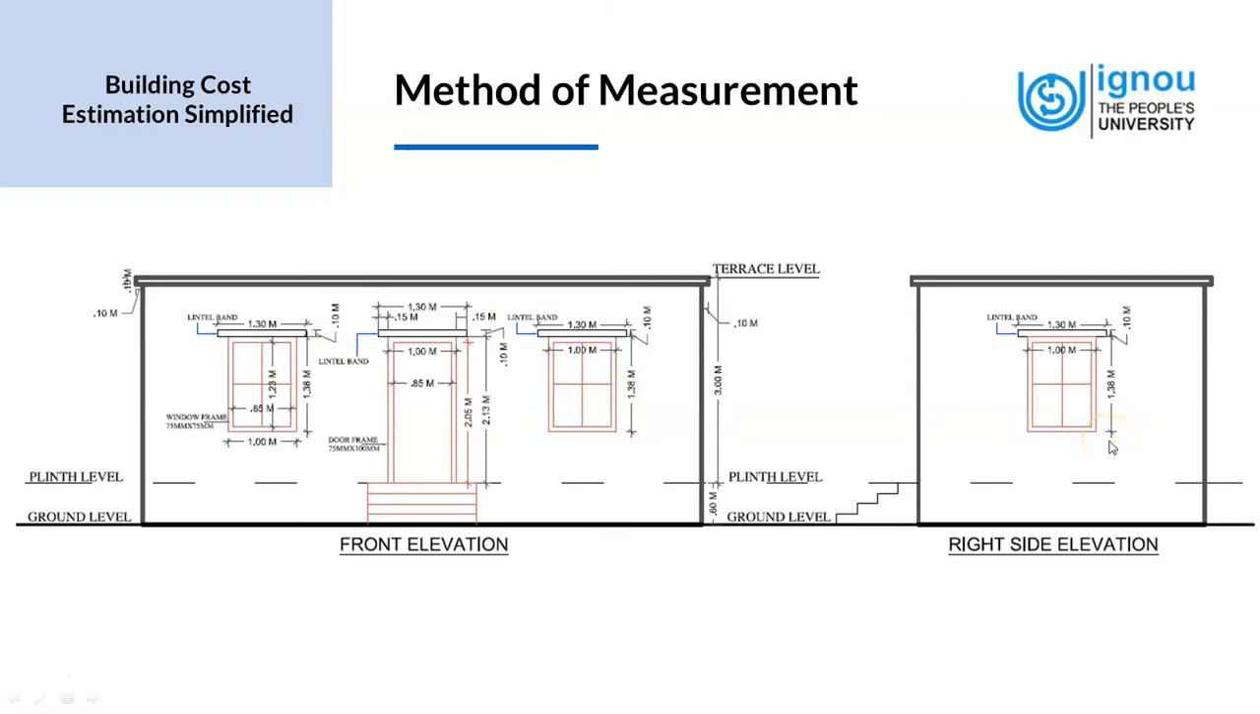Now we look at the right side elevation of the drawing. Again, we have one window on the side. We have all the information that is available in the other drawing over here also. This gives us the dimension of the window, and also the lintel band that is above it.